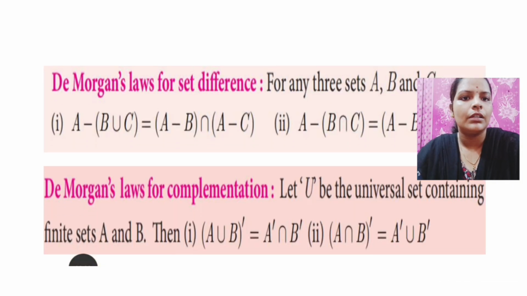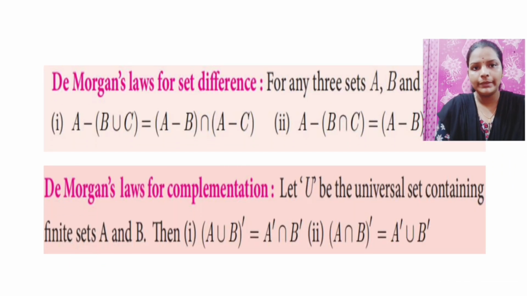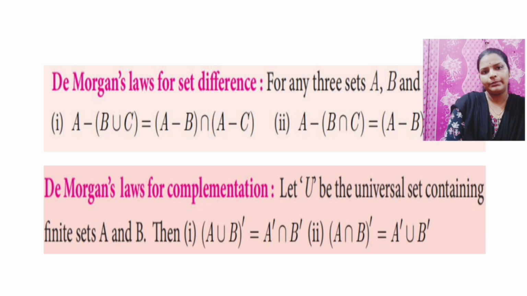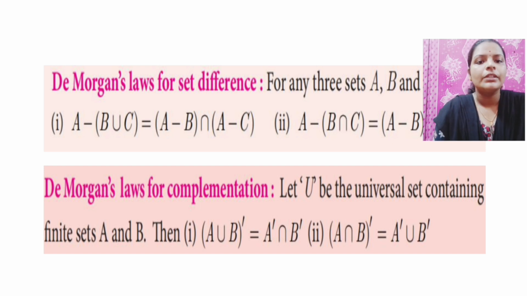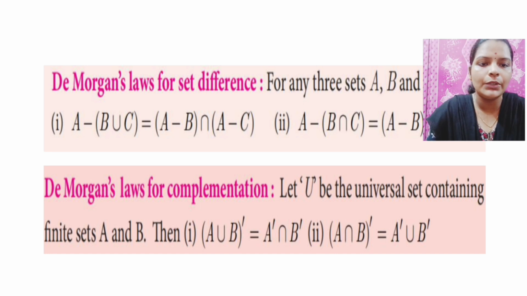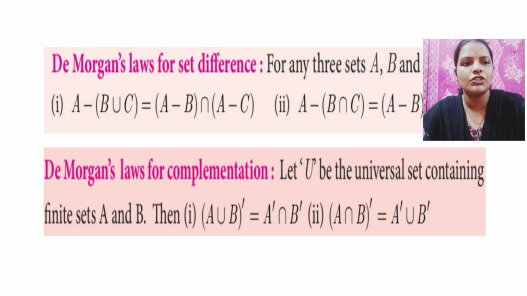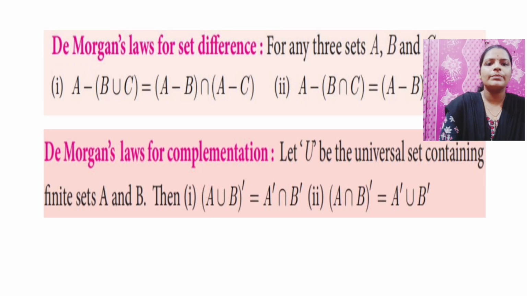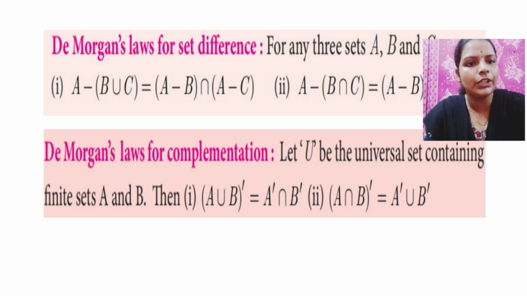Okay. Now De Morgan's law for complementation. Let U be the universal set containing finite sets A and B. What do you mean by finite? Do you remember? Finite set means that it is countable. So De Morgan's law for complementation: U is the universal set containing finite sets A and B. The property is (A union B)' equal to A' intersection B'. You can say otherwise, (A union B) complement equal to A complement intersection B complement, and (A intersection B) complement equal to A complement union B complement.